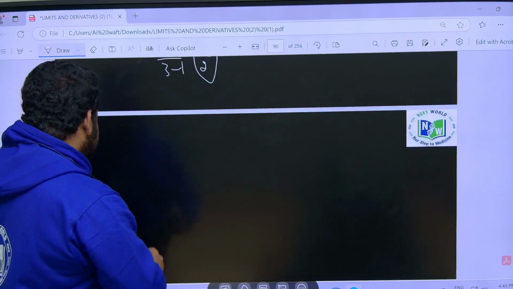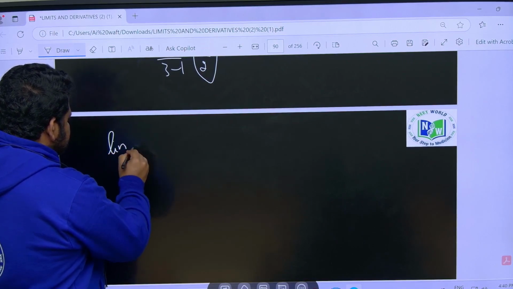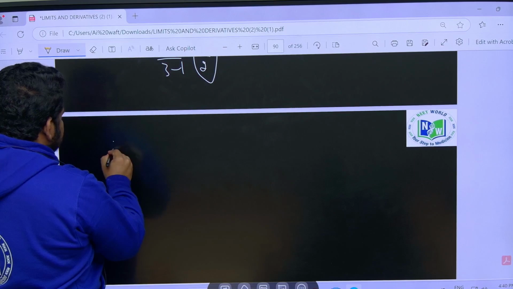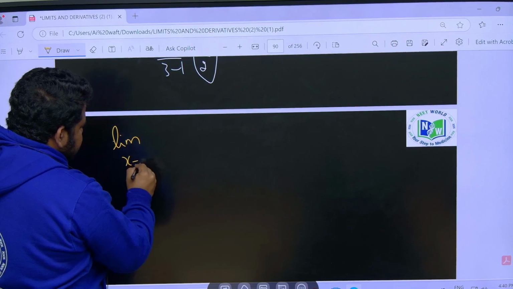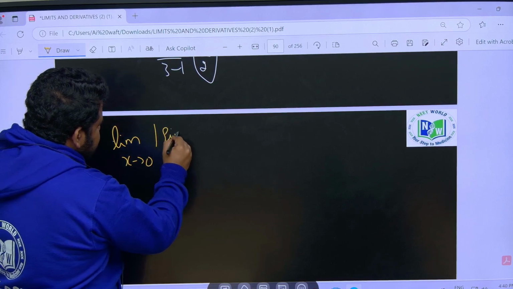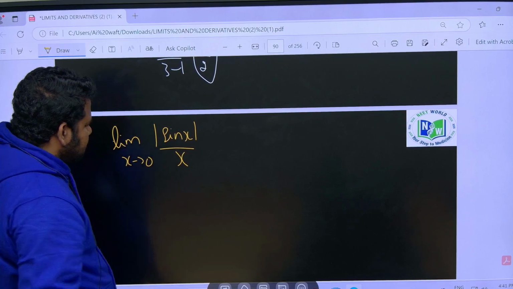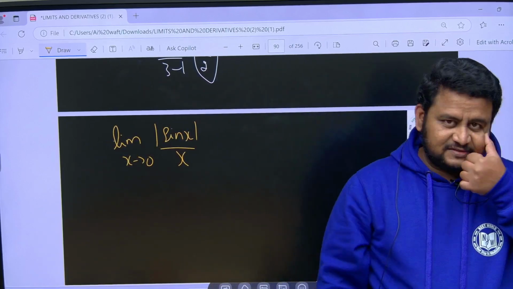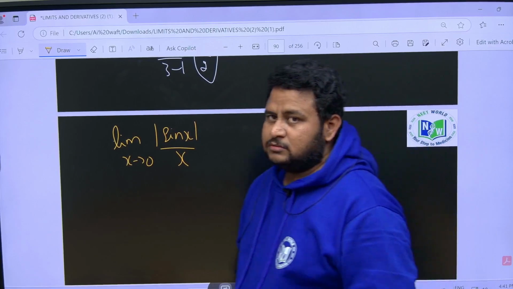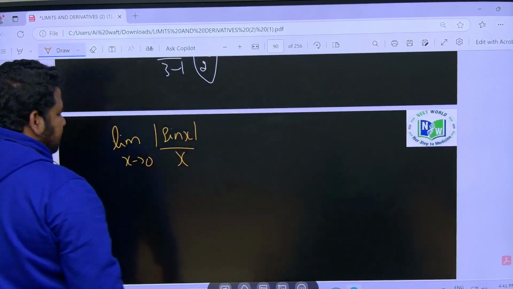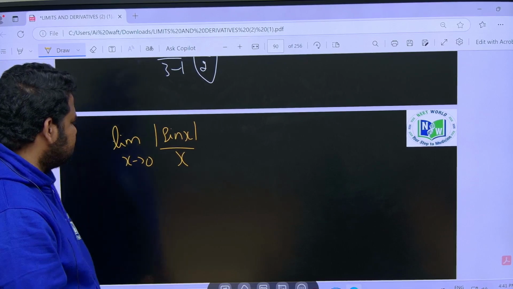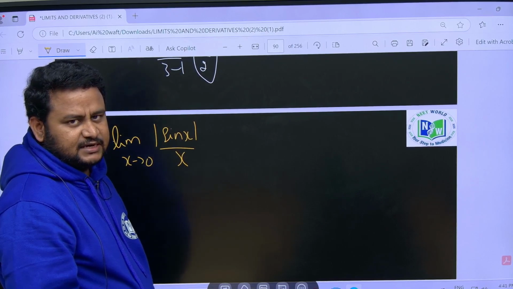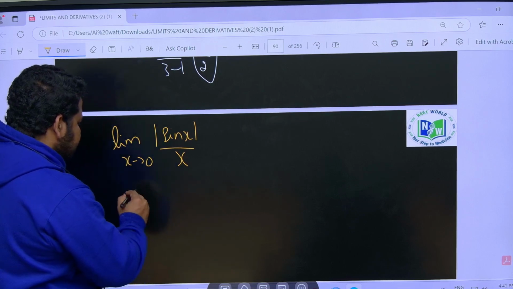Now another question that they asked is limit as x tends to 0 of mod sin x by x. How to solve this question? What is the value they are asking? So for this question, mod sin x, one time I can take plus sin x, another time I can take minus sin x. Instead of that, let us take LHL.